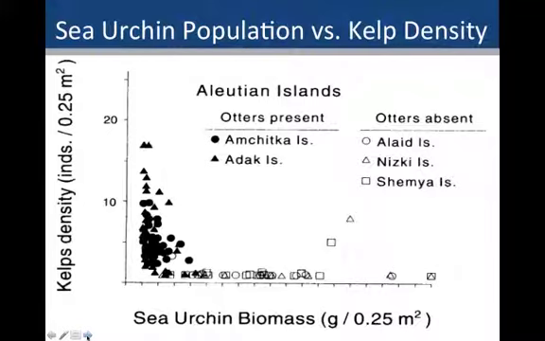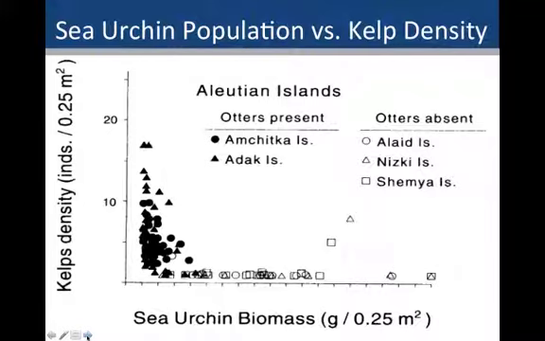But we have sea urchin biomass, which is shown on the bottom x-axis, and we have kelp density shown on the y-axis. And we would look at this, and this is in the Aleutian Islands. This is when otters are present, when you have a black circle or a black triangle, and the otters are absent when you have any shape that's hollow or doesn't have a fill color.